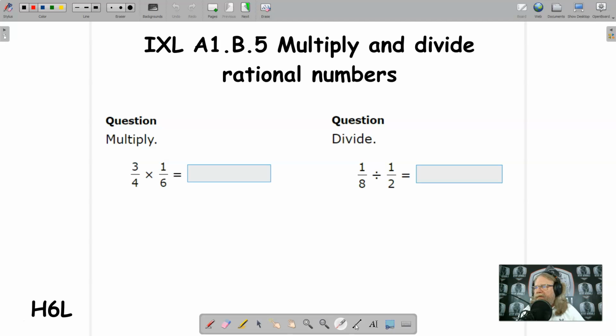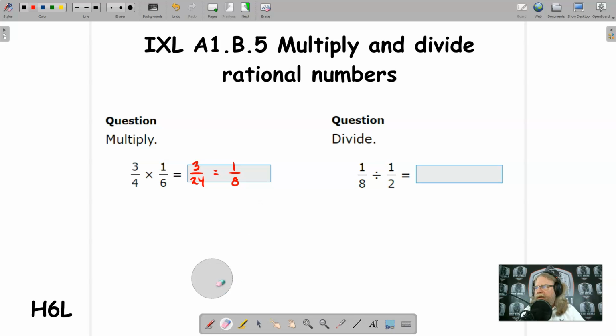Well, whenever we multiply fractions, in the past we've learned that to multiply fractions, we just multiply straight across, right? Multiply numerator times numerator and denominator times denominator. If we do that with the first one here, we get 3 times 1 is 3, and 4 times 6 is 24. Now, both 3 and 24 will divide by 3. 3 divided by 3 is 1, and 24 divided by 3 is 8. So we would arrive at an answer of 1/8.